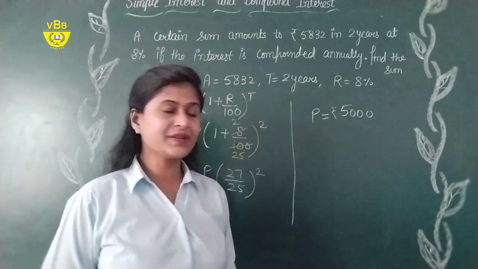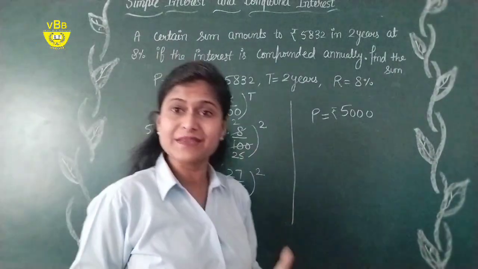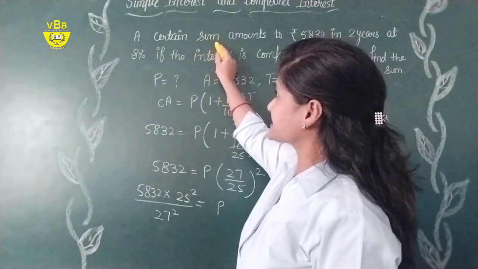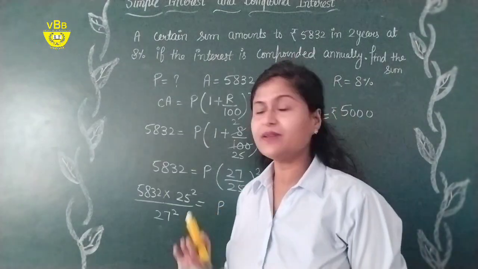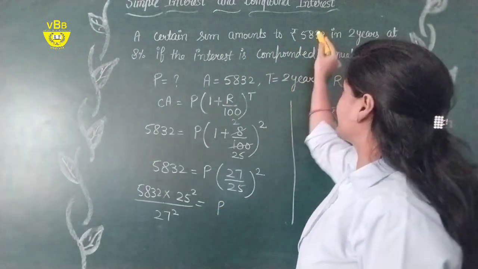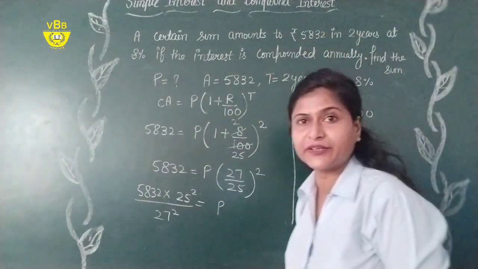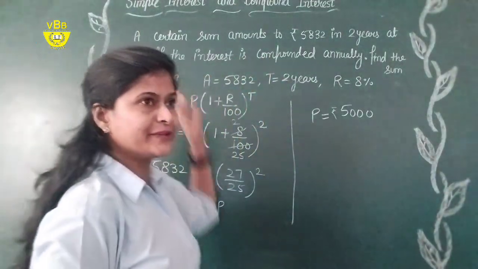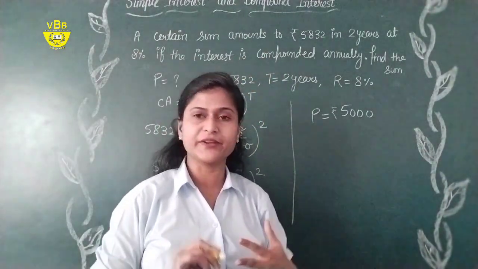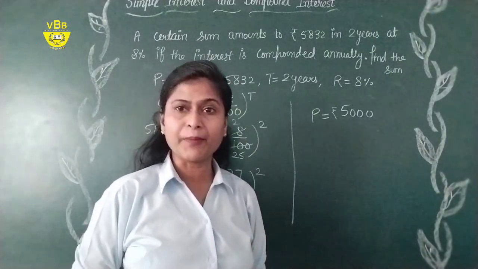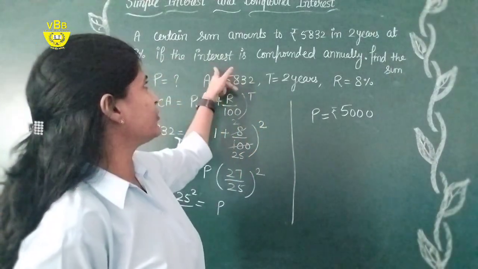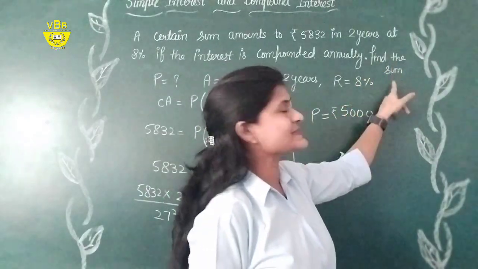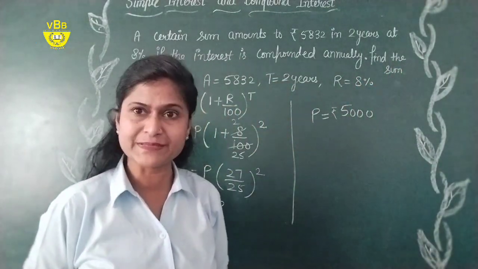Our next question is similar to the previous one. A certain sum amounts to 5,832 rupees in 2 years at the rate of 8%. The time period is given, the rate of interest is also given, and the amount is given. What do we need to find out? That is the principal value. Find the sum means they are asking for the principal.